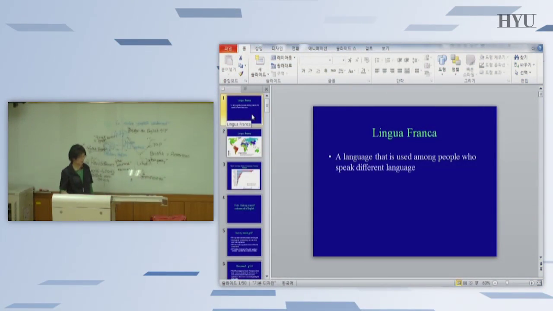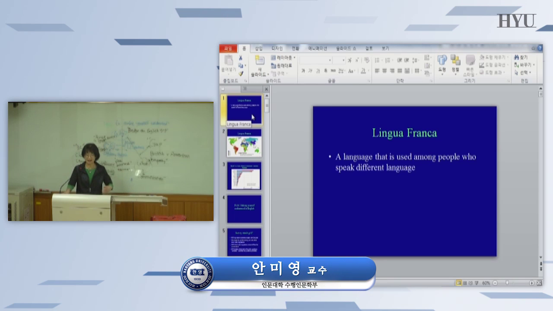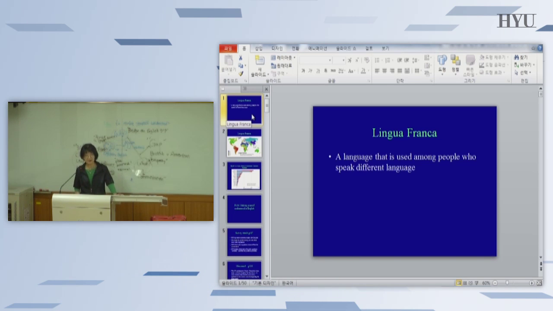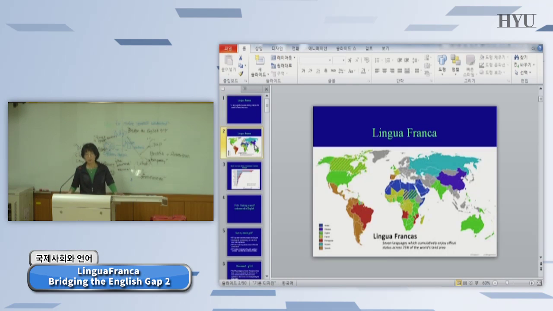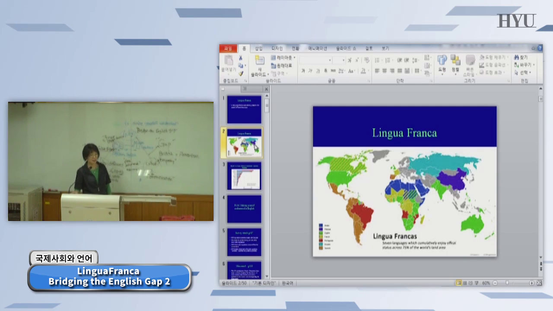Let's continue with our topic of lingua franca. As I said, a lingua franca is a language that is used among people who speak different languages. Worldwide, as you can see on this world map, there are 7 lingua francas. The green part shows the countries where English is usually used as a lingua franca, and you can see the strong presence of English used as a lingua franca worldwide.